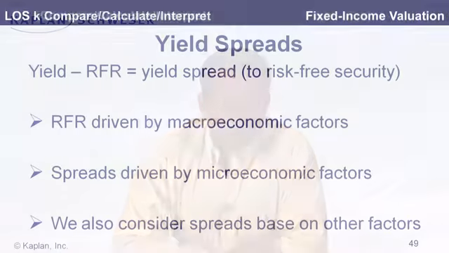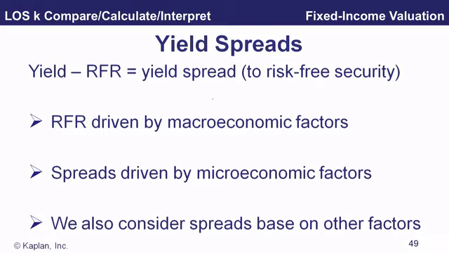Well, now it's time to wrap up our discussion of fixed income valuation. We've looked at a lot of different yields and a lot of different calculations. The last thing we want to look at here is yield spreads. If we take the yield to maturity on a bond and subtract the yield to maturity on a risk-free bond of the same maturity matched up, we're going to call that the yield spread.